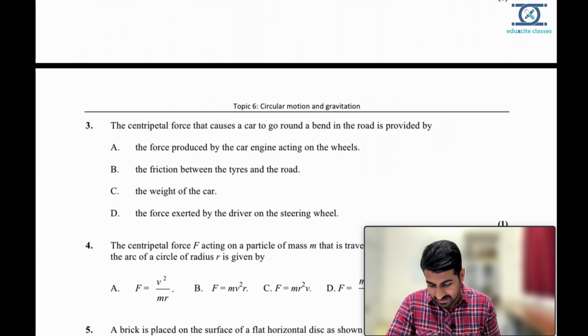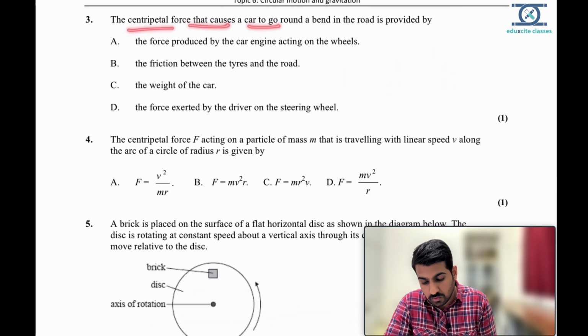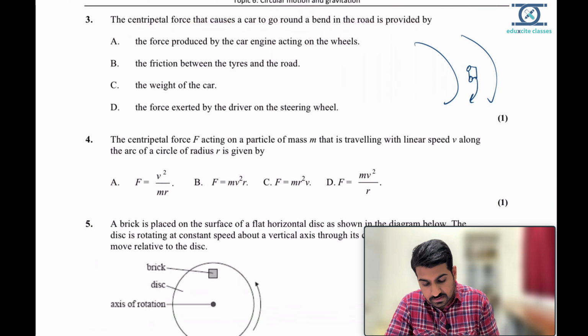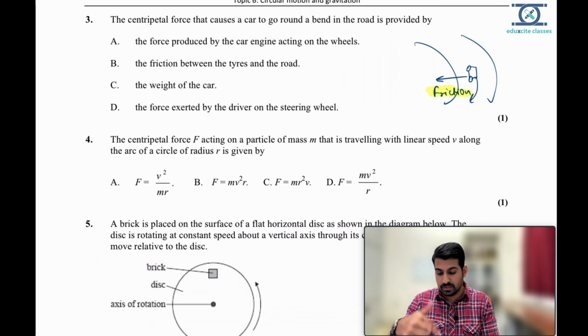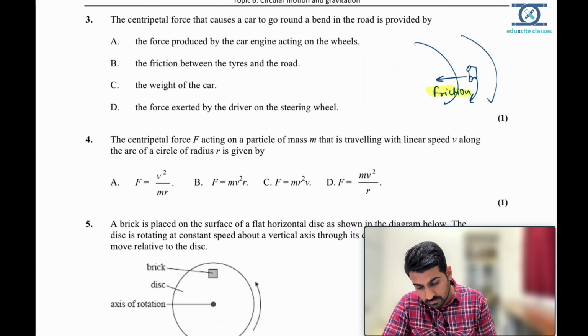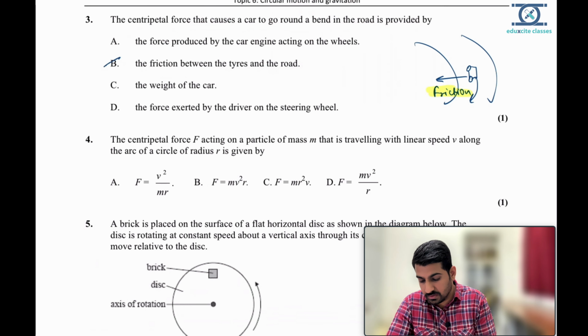Okay, very easy. Question number 3. The centripetal force that causes a car to go round a bend in a road is provided by. Let us say this is my car, which is moving in this direction. The force which acts towards the center is the centripetal force, and that is nothing but the friction. So friction is acting towards the center. In bending, the friction provided by the tire and the road, which is option B.